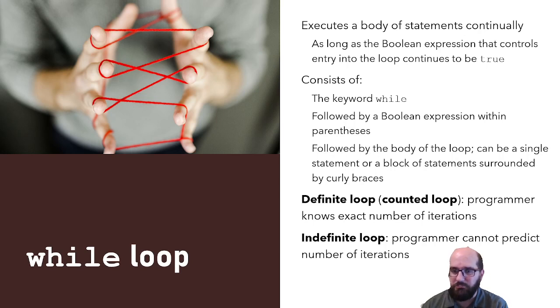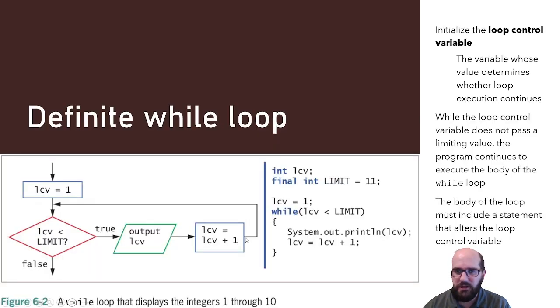A definite loop means the programmer knows exactly the number of iterations. You can use a while loop for that purpose. And an indefinite loop means you're not really sure how many times it's going to run. Let's talk about definite loops first. Definite loops have a loop control variable. That variable determines how many times the loop is going to run.